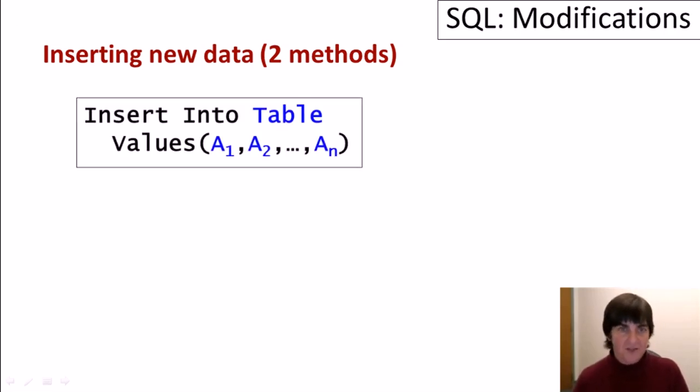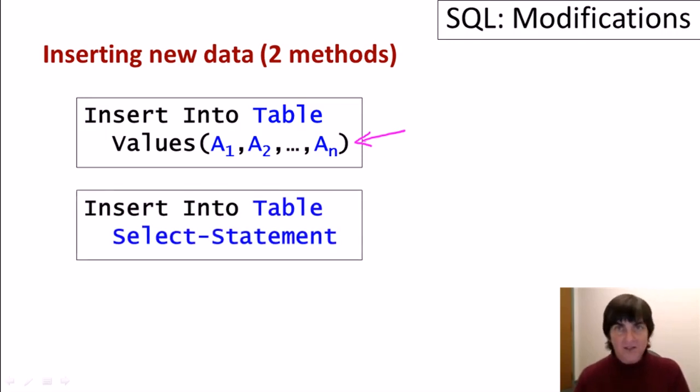The first method allows us to insert one tuple into the database by specifying its actual value. So that's the command here. We say insert into a table, we specify the values of a tuple, and the result of that command will be to insert one new tuple into the table with that value.